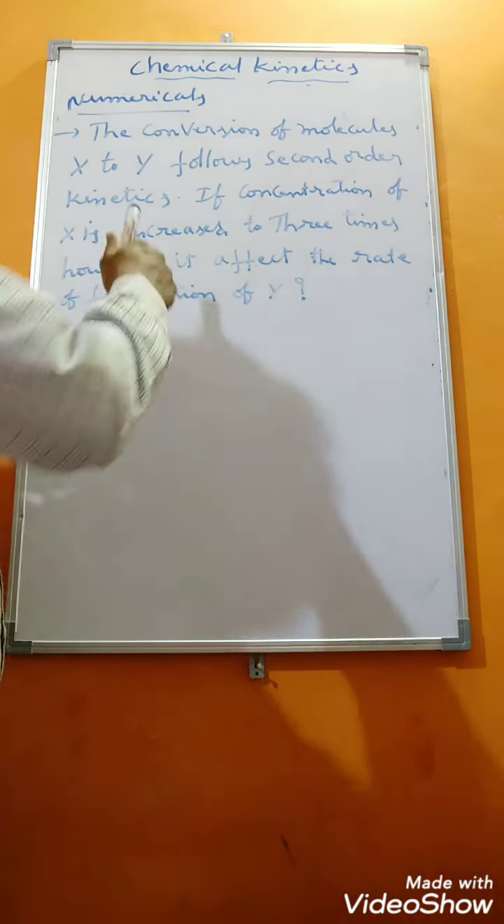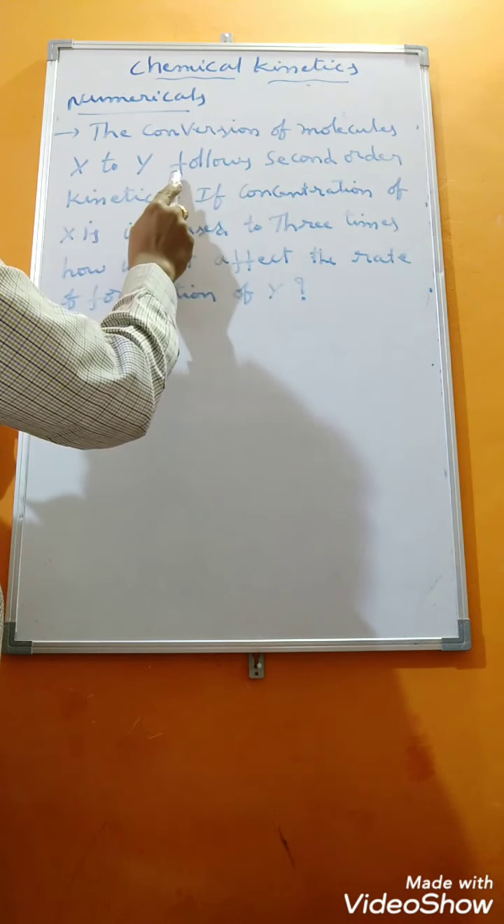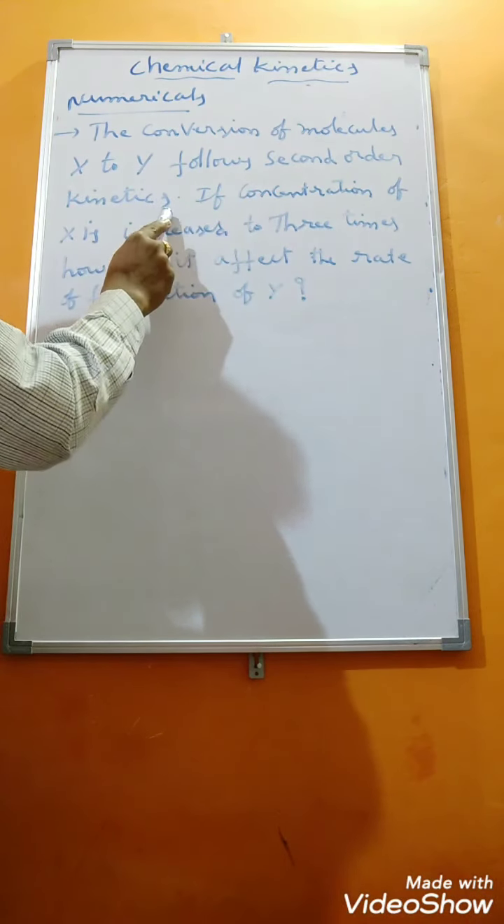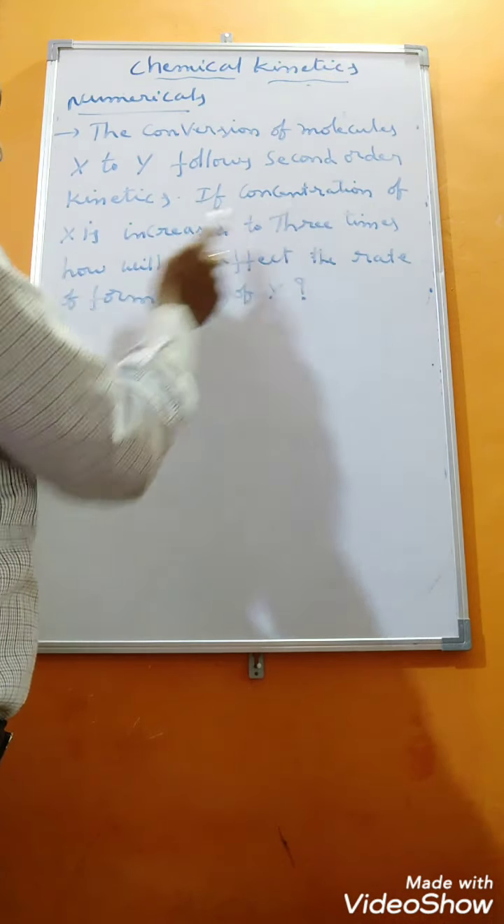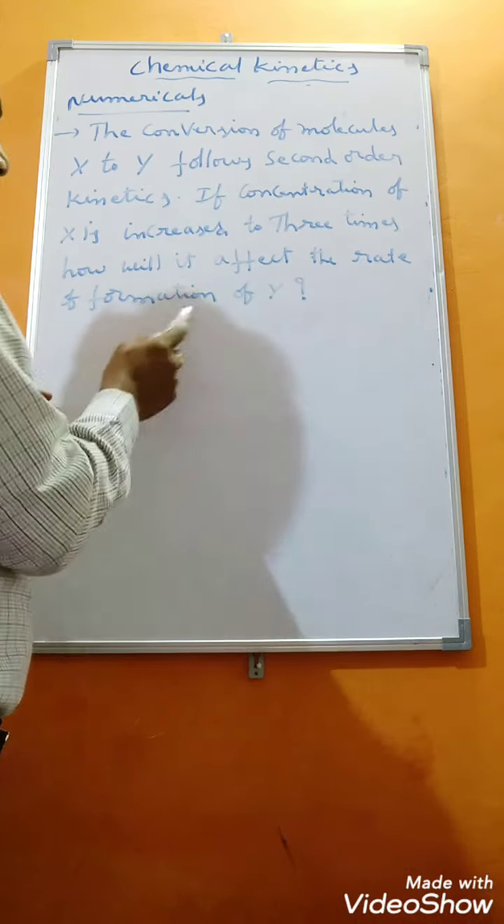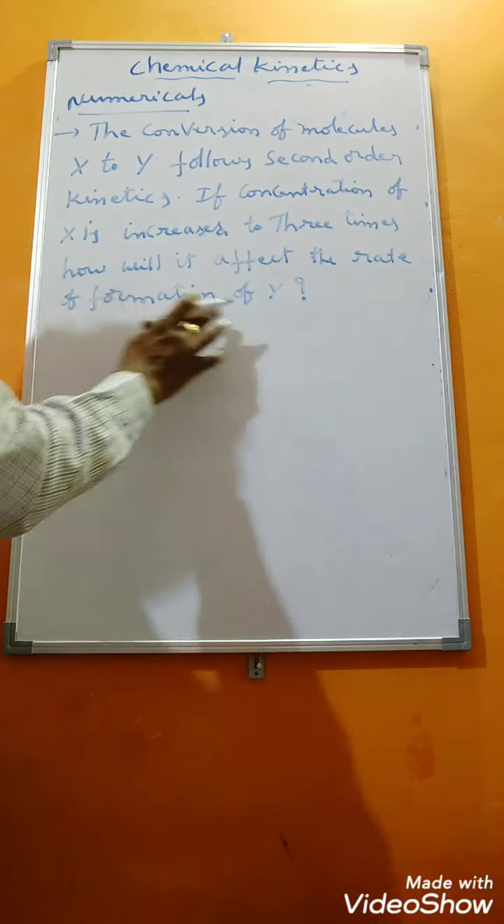Okay, see students, next numerical. The conversion of molecules X to Y follows second order kinetics. If concentration of X is increased to 3 times, how will it affect the rate of the formation of Y? How will it affect the rate of formation of Y?